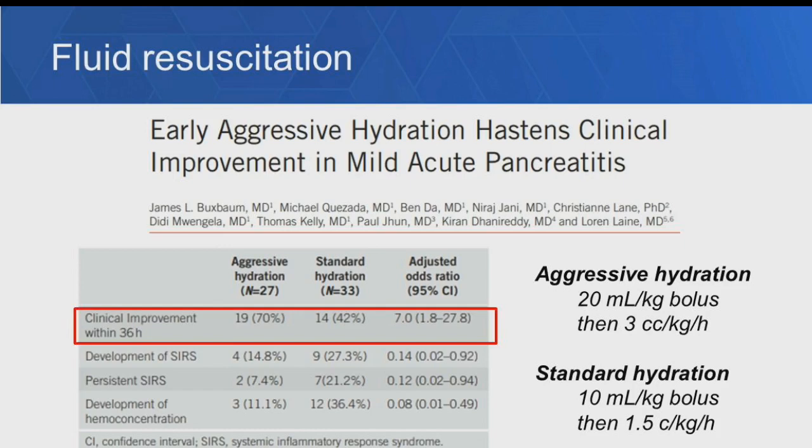And they noted clinical improvement to be much better when they use aggressive hydration. And by clinical improvement, they mean tolerating oral intake, improved pain symptoms, and improvement of creatinine and BUN. So aggressive hydration is recommended over standard hydration, but when we use a volume like this, it means around 6 liters of IV fluids in 24 hours, which could be a lot in many of the patients. So we should be using this judiciously.